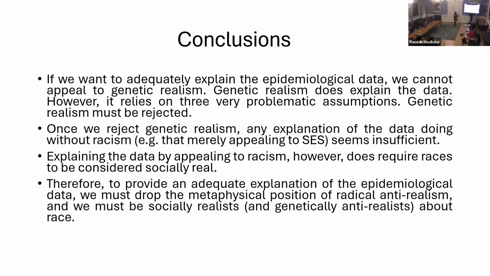Explaining the data by appealing to racism, however, does require races to be considered socially real. Therefore, to provide an adequate explanation of the epidemiological data, we must drop the metaphysical position of radical anti-realism, and we must be socially realist and genetic anti-realist about race.